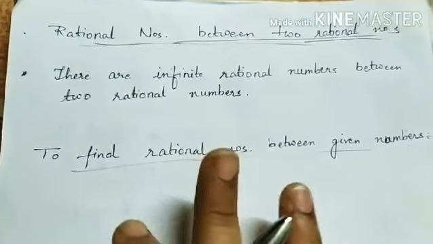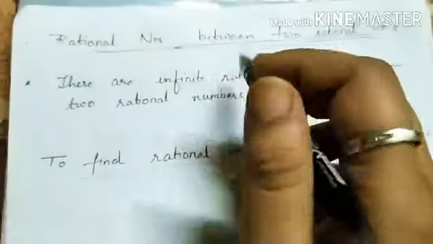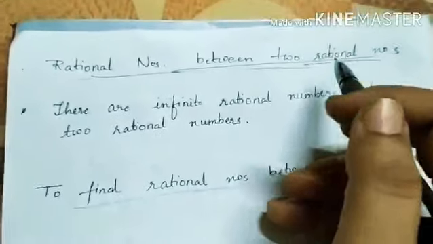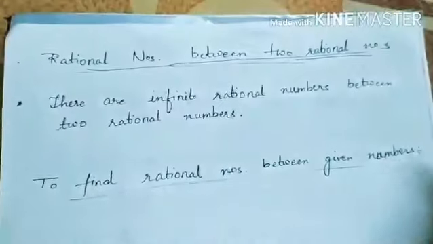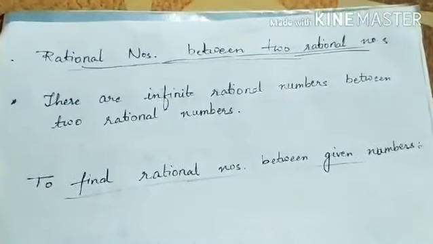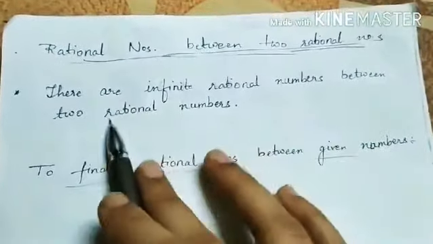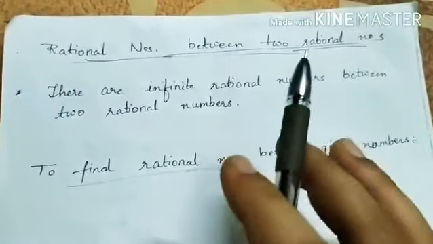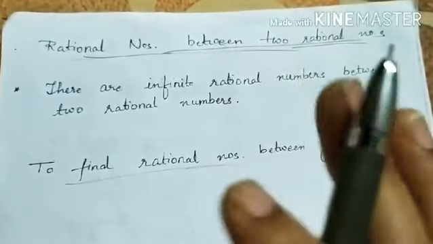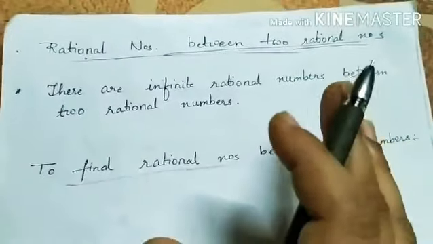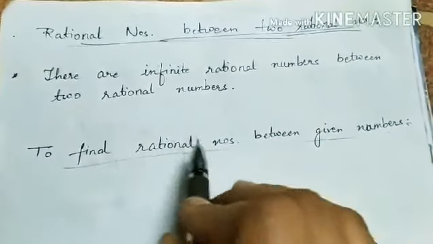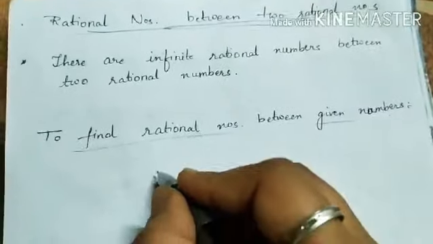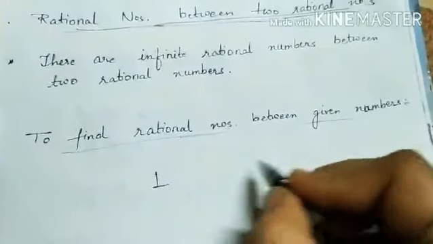Now our next topic is rational numbers between two rational numbers. इसका क्या मतलब है कि हमें दो rational numbers के बीच में n number of rational numbers find out करने हैं. Before doing that, there's a note that there are infinite rational numbers between two rational numbers. मतलब किसी भी दो rational numbers के बीच में हम countless rational numbers निकाल सकते हैं. Countless क्यों कह रही हूँ मैं अभी बताऊंगी आगे. तो कैसे हम निकालेंगे?